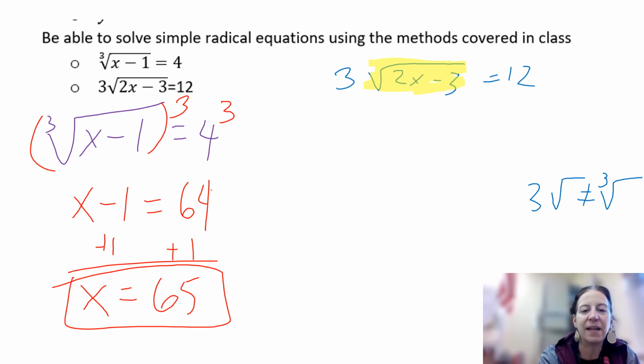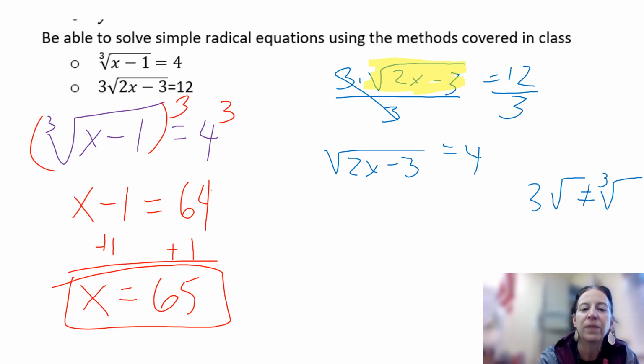And since that is multiplication, I can undo that with division. And so that'll cancel out, giving me the square root of 2x minus 3 equals 4. Then my next step is to undo the radical. And in this case, it is a square root. So I can undo a square root by squaring. If you square a square root, you're going to get whatever that radicand is. So that'll give me the 2x minus 3.